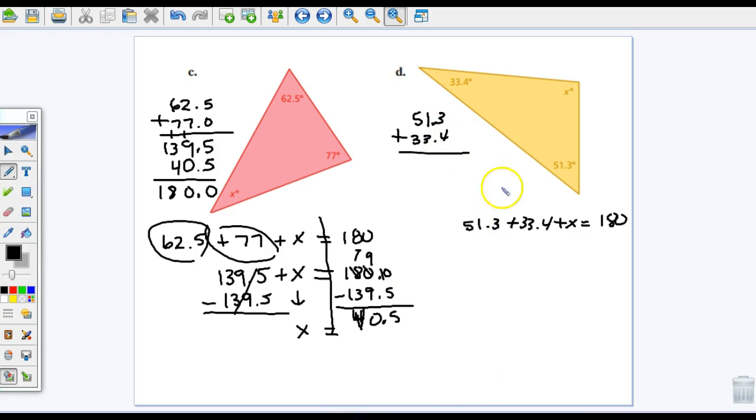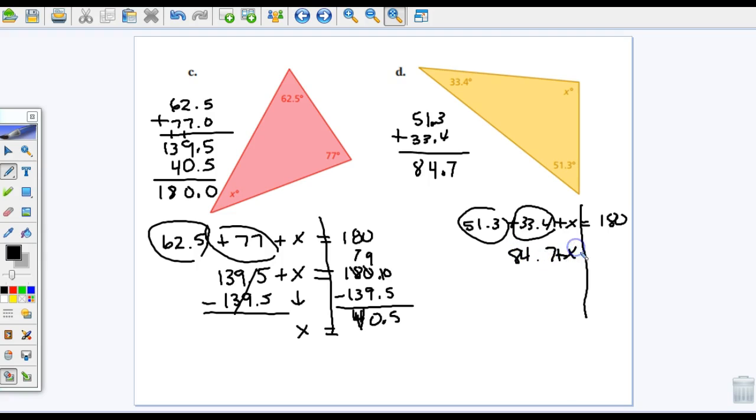Let's go ahead and start the next one. I already wrote this up. 51.3 plus 33.4 plus x is going to equal 180. Let's draw my line in the sand here. Here I've lined them up already. Here we have our decimals, right? 3 plus 4 is 7. Bring down your decimal. 1 plus 3 is 4. 5 plus 3 is 8. So adding these two guys up together, 51.3 and 33.4 gives me 84.7.